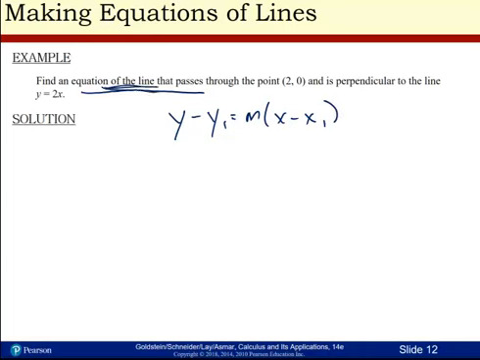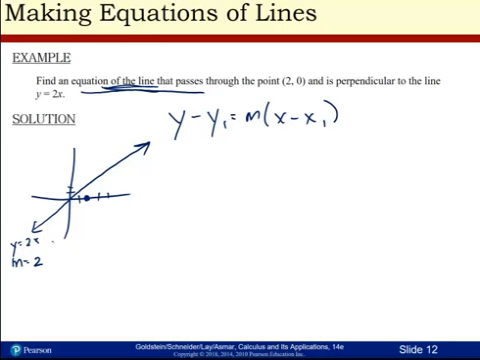I actually have 2 lines here. I have a line that goes through the point 2, 0, and a line that looks like y equals 2x. So this is my y equals 2x line. So the slope for this line is m equals 2.